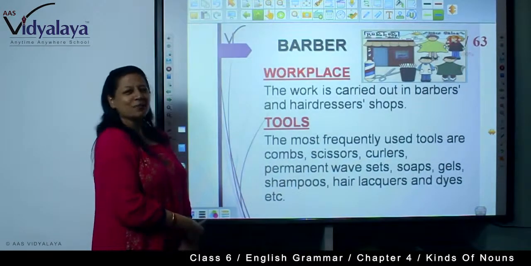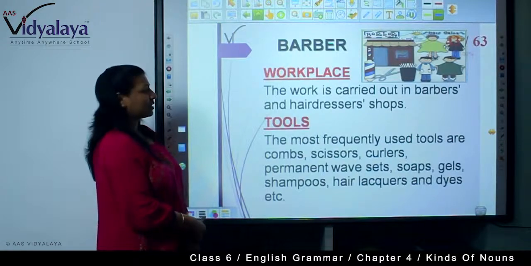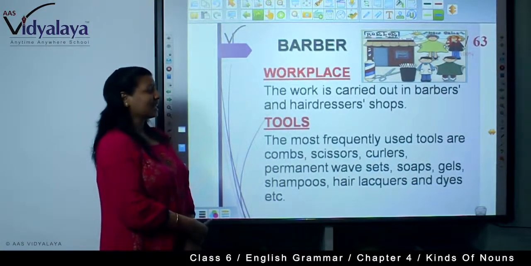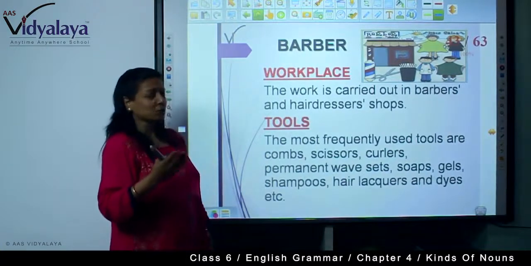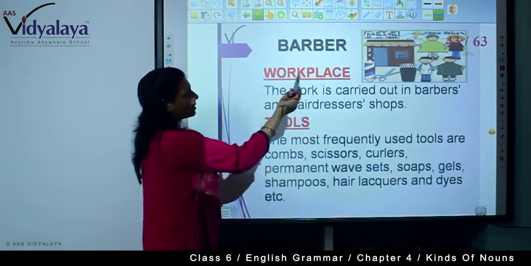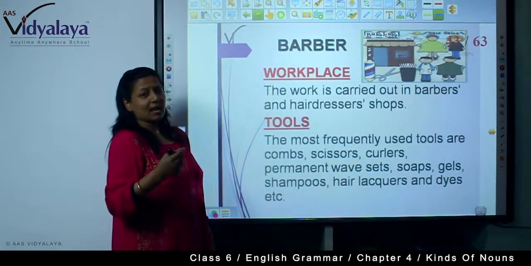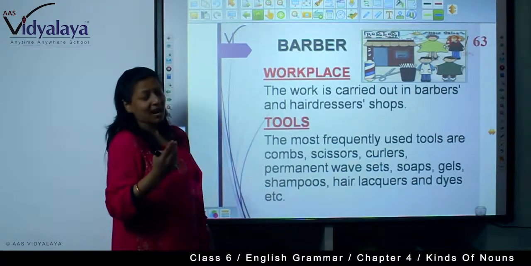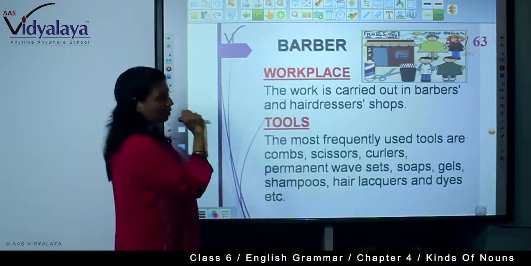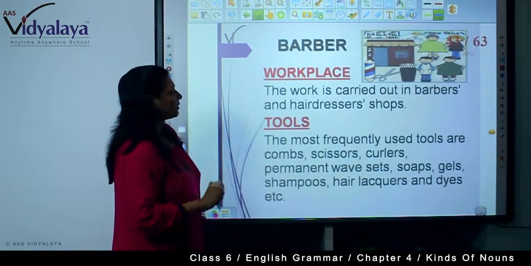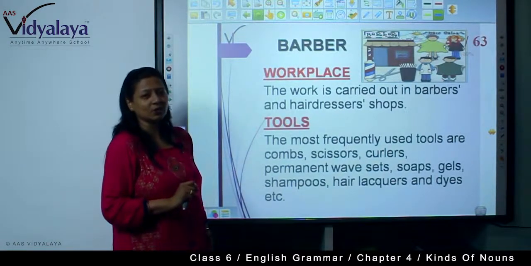Now, who is a barber? Now, it's the barber's workplace. The work is carried out in barbers and hairdressers shops. So, wherever you go, a barber shop is there, and all this cutting and trimming of beards and shampooing, everything is done in the barber shop. So, the workplace, where the work is carried out in barbers and hairdressers shops, is called a salon.